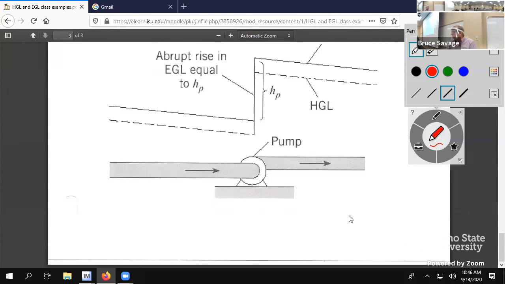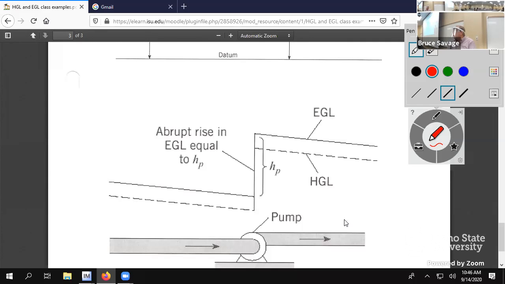Okay, that is the last diagram of the EGL and HGL. Do you feel like you have a pretty good handle on it? Any questions on those? That's what the homework's going to be. It's going to be drawing the EGL and the HGL.